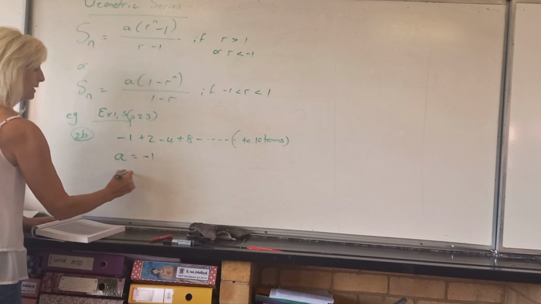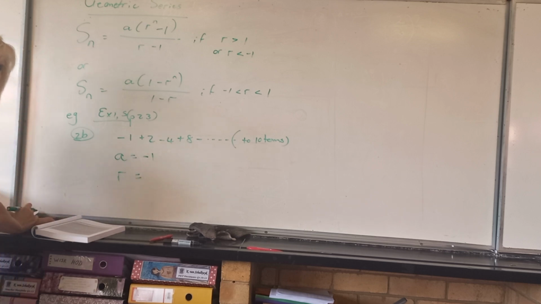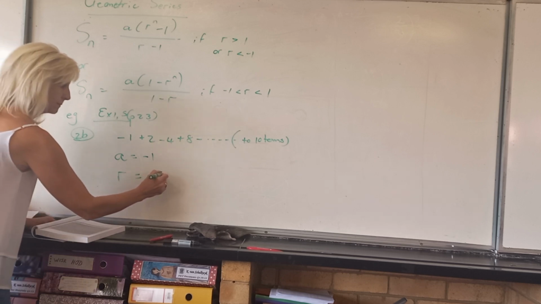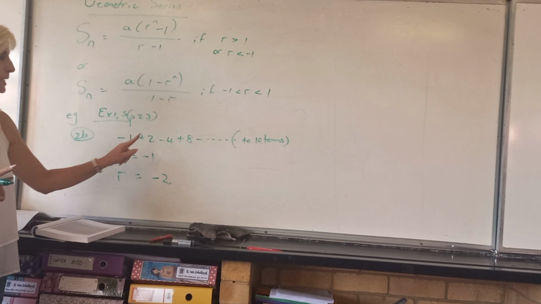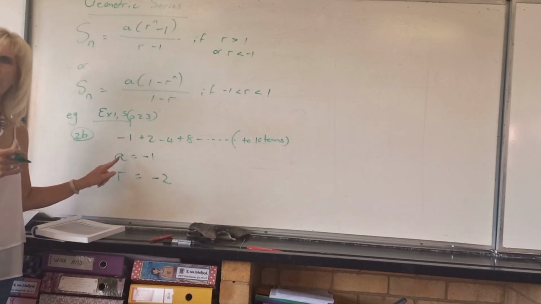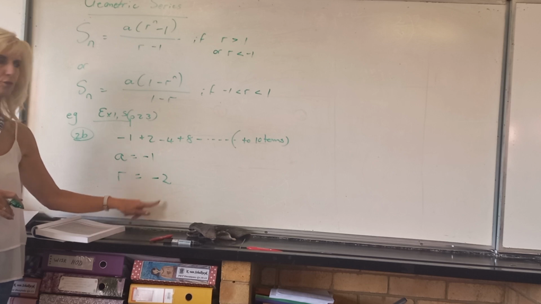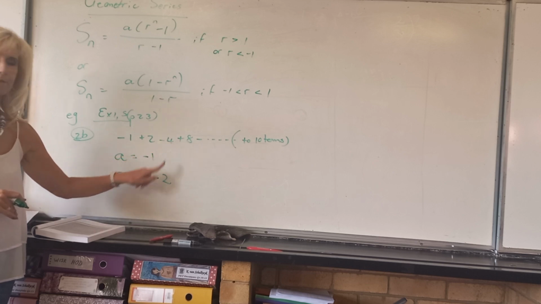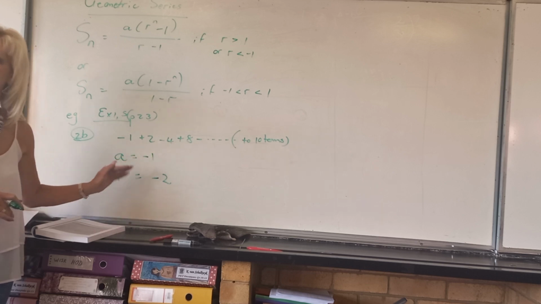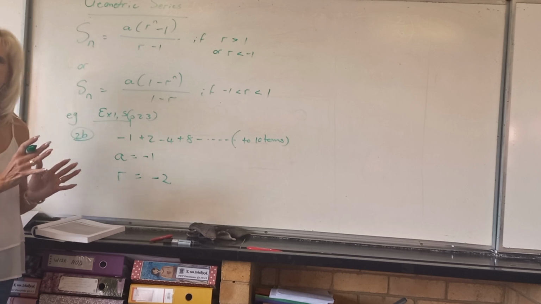-1 and your R is -2 over 1. It's actually +2 over -1, which makes it -2. Double check, -4 divided by 2 is still -2. +8 divided by -4 is still -2. I've tested it 3 times. So that means R is true.